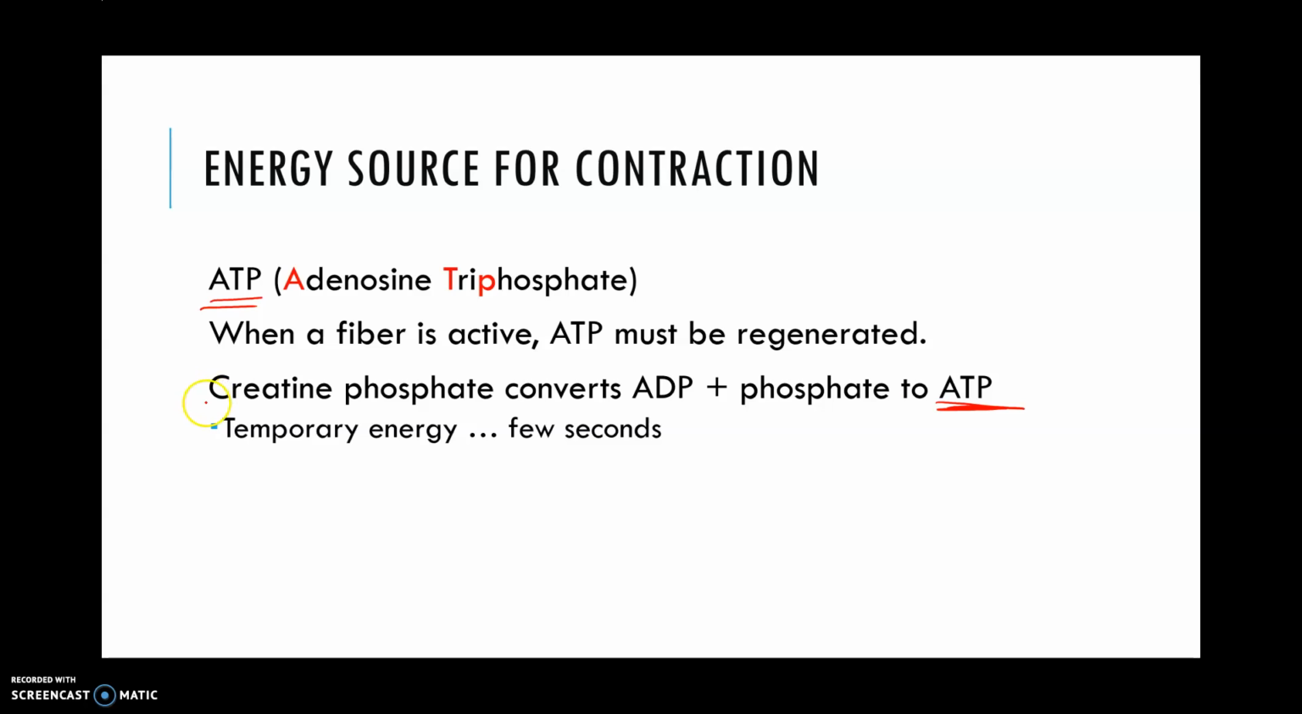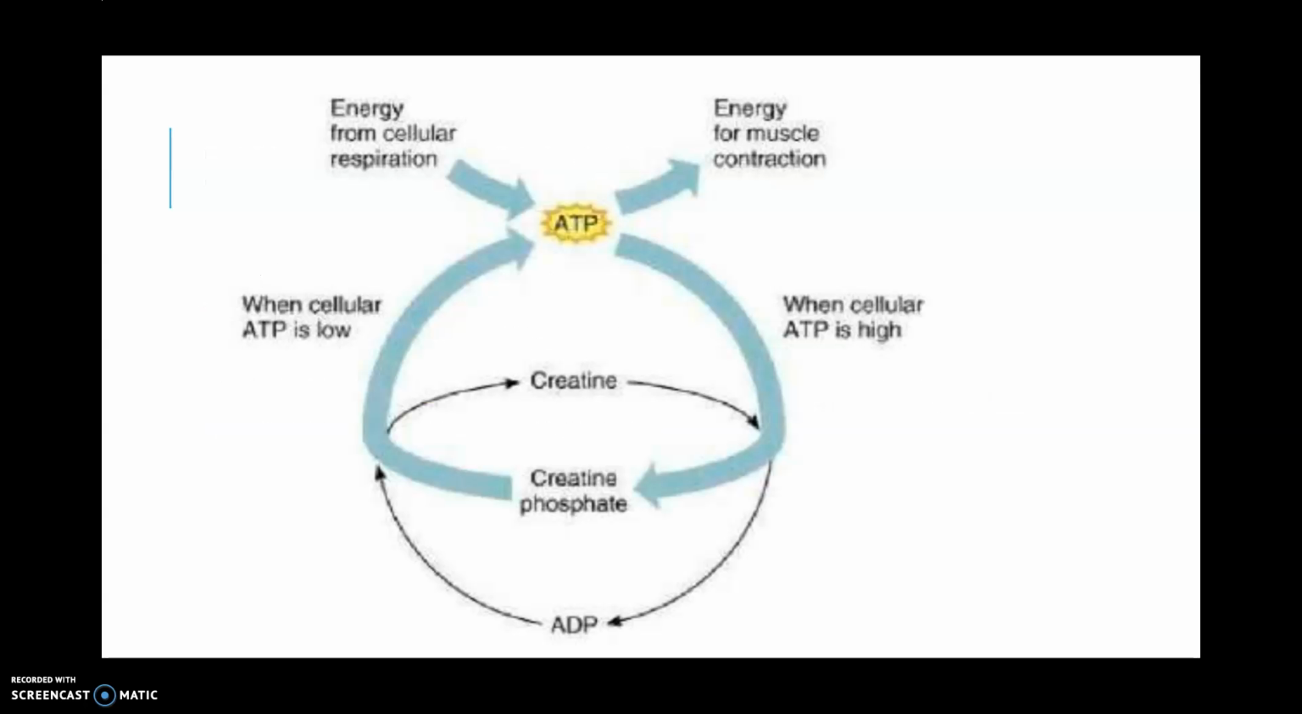Creatine phosphate is something that's going to be able to do that for us, but this is only temporary energy, so we need a more prolonged source of ATP to be able to hold muscle contractions. If we take a look here, this is just a cycle of our ATP. We get energy from our cellular respiration. That's going to make our ATP molecules. We're going to use that ATP for a muscle contraction.